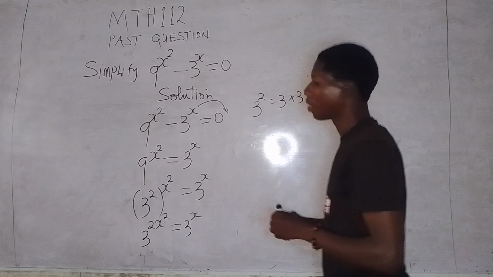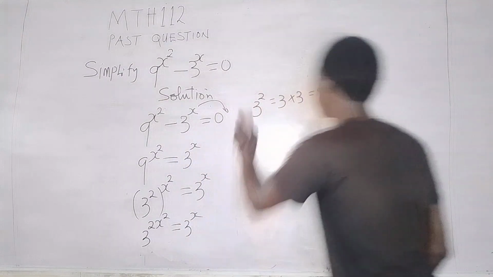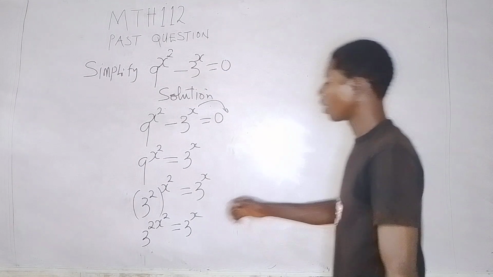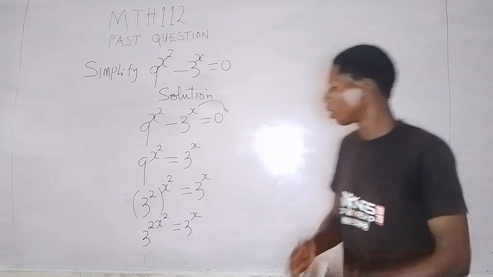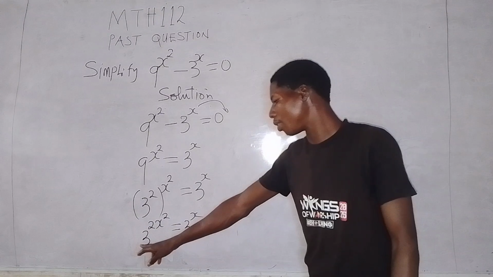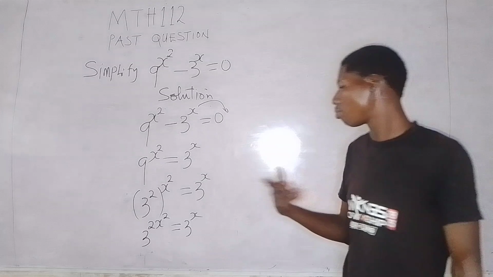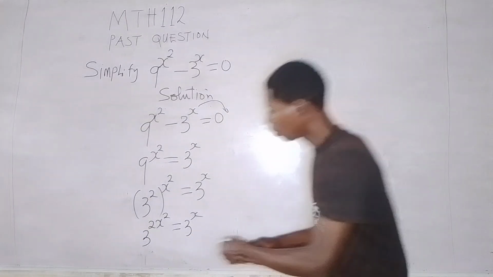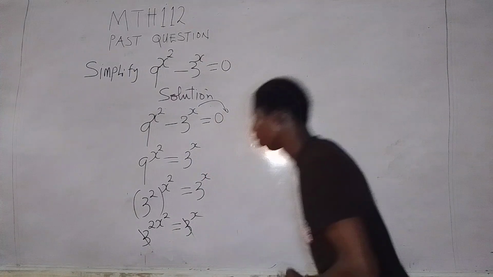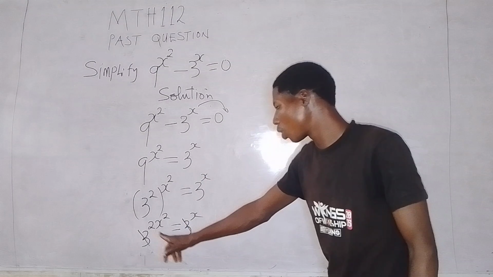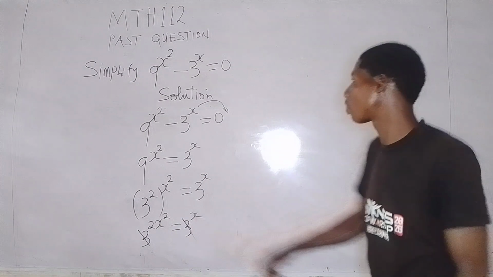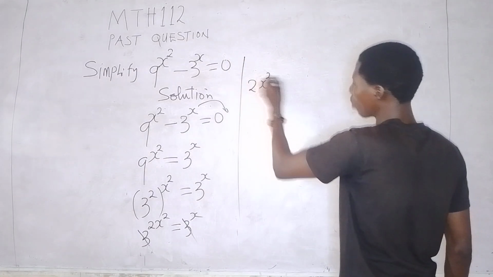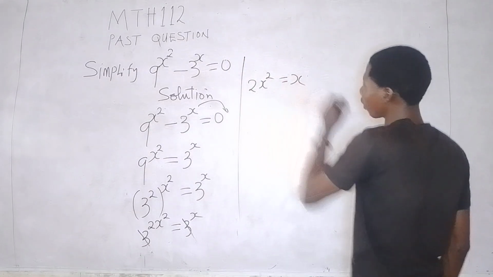You can see that they have the same base now. Since they have the same base, what can I do? There is a law of indices that says if these two bases are the same number, then you can cancel them out. So this will be cancelled. Left with what? 2x squared equal to x. I can now write it here: 2x squared is equal to x.